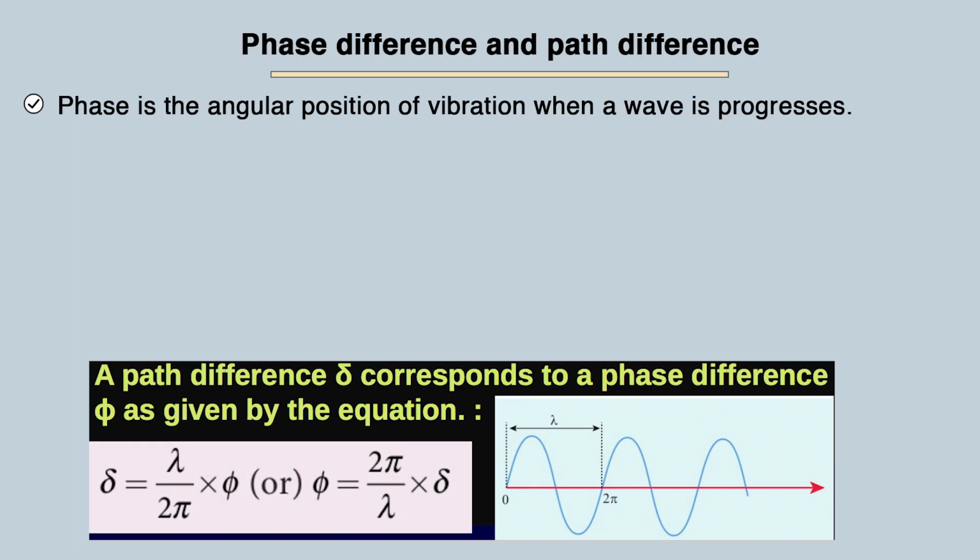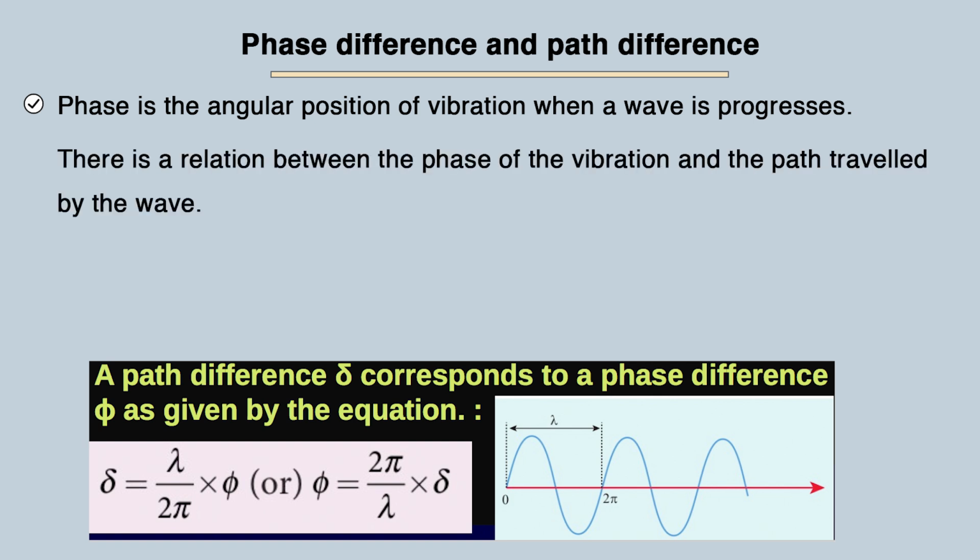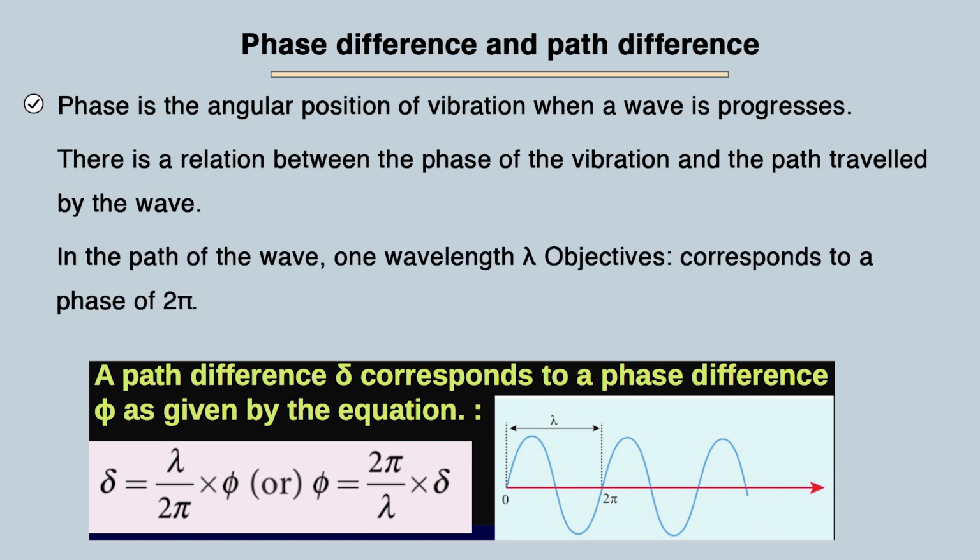In experimental phenomena, in place of the phase difference, we consider the path difference. So, what is the relation between phase difference and path difference? Phase is the angular position of variation of the wave in progression, and the path is the distance travelled by the wave. In the path of one wavelength lambda, the corresponding phase is equivalent to 2 pi.